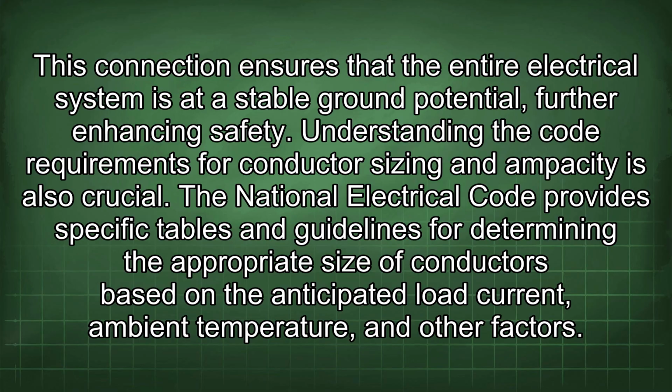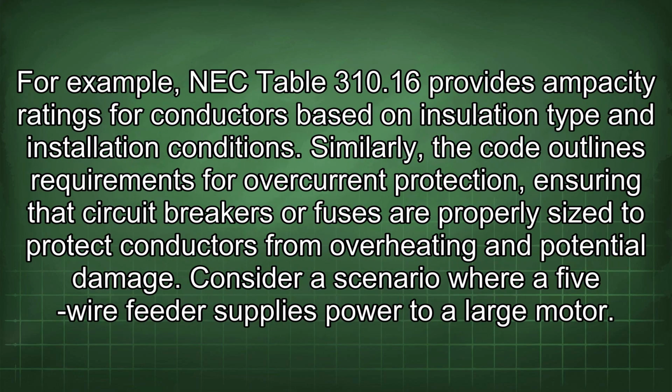Understanding the code requirements for conductor sizing and ampacity is also crucial. The National Electrical Code provides specific tables and guidelines for determining the appropriate size of conductors based on the anticipated load current, ambient temperature, and other factors. For example, NEC Table 310.16 provides ampacity ratings for conductors based on insulation type and installation conditions. Similarly, the code outlines requirements for overcurrent protection, ensuring that circuit breakers or fuses are properly sized to protect conductors from overheating and potential damage.